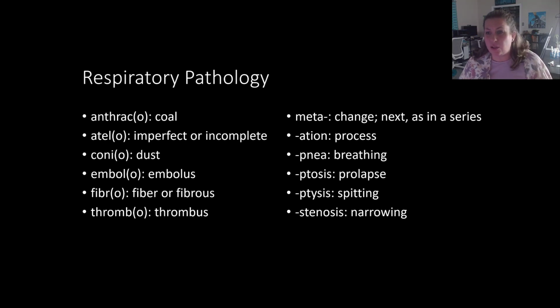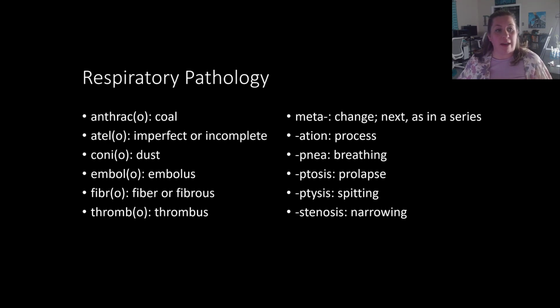Coni- is for dust, so you could have pneumoconiosis, which is a disease of the lung caused by chronic inflammation from dust. Before we actually get an embolus, a lot of times we have what we call a thrombus, which is an internal blood clot. If it breaks off and travels through the blood, then you have what we call an embolus. Sometimes you can develop a pulmonary embolus, where the blood clot gets lodged in the lungs themselves.